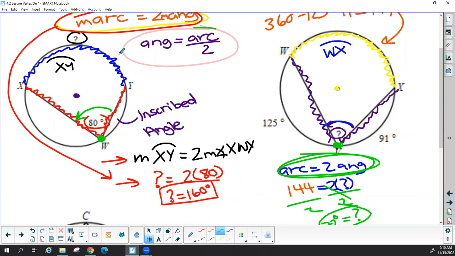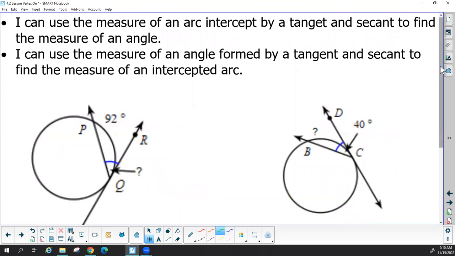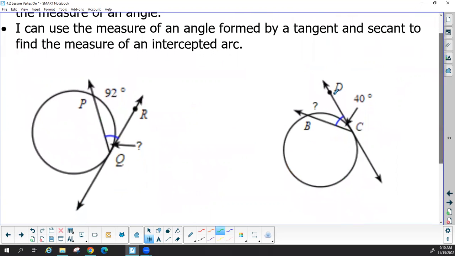And again, if you prefer this method, angle equals arc divided by 2, that's fine. They both are telling us the same relationship, that the arc is twice as big as the angle. It's just a matter of which way you look at it. So we are going to get another type of angle where the vertex is on the circle. And we can treat these angles the same as an inscribed angle. I don't think this is necessarily called an inscribed angle, but the relationship exists the same way.